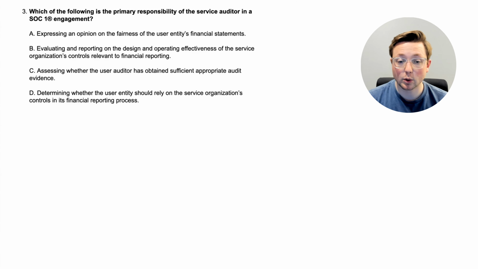Option C, assessing whether the user auditor has obtained sufficient appropriate audit evidence. Or option D, determining whether the user entity should rely on the service organization's controls in its financial reporting process. So based on the service auditor, again, this is the auditor auditing the service organization, not the client of the user auditor, which one of these is their responsibility?